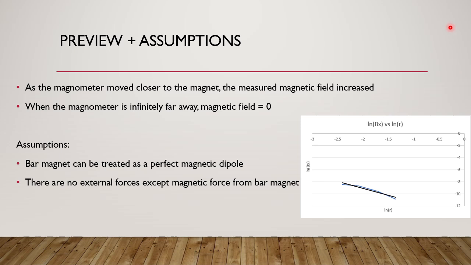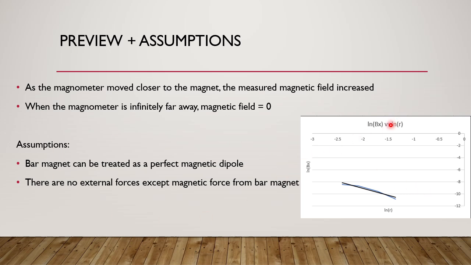All right, so preview plus assumptions. Our preview showed that as the magnetometer moved closer to the magnet, the measured magnetic field increased. When the magnetometer is infinitely far away, the magnetic field is going to be zero. So basically, it's just going to decrease as it moves further away. And here are the results at the end, the graph.